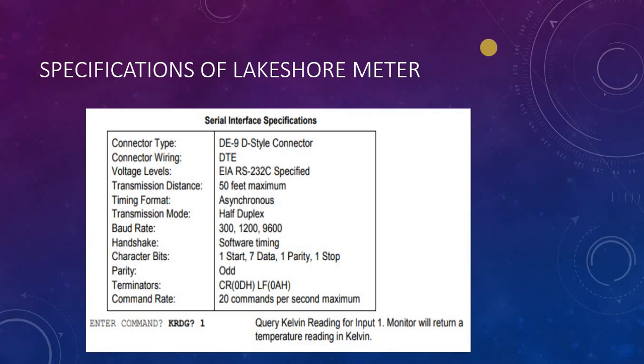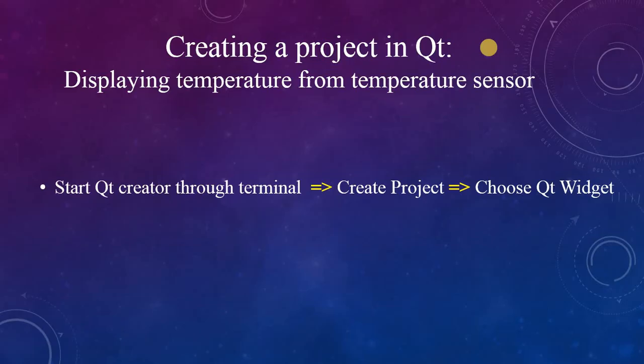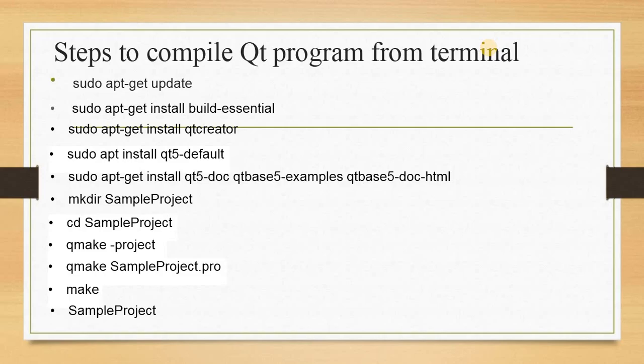then 1 stop bit. And here the terminators are, whenever you communicate you have to send a terminator, that means over. That over is specified by 2 characters, carriage return and line feed. That's what it says. And the command to communicate, to read the first data, is KRDG? space 1.